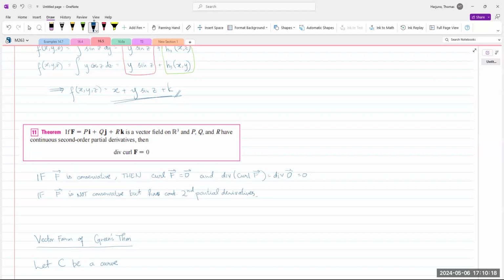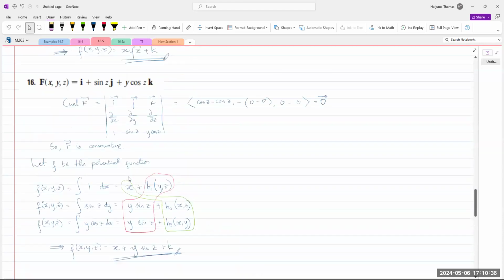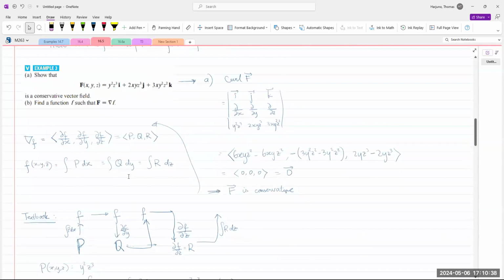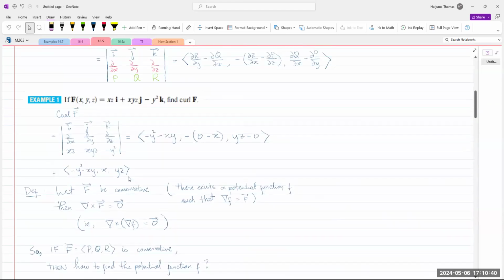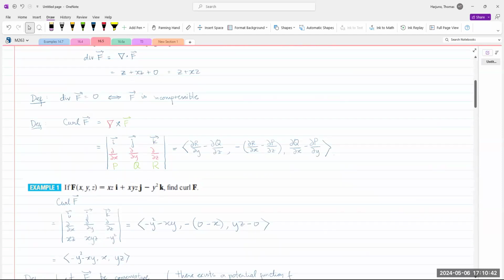Then you will see it has something to do with Clairaut's theorem, and therefore the divergence will end up being zero. If we want to take a look, let me copy paste something from the curl of F.